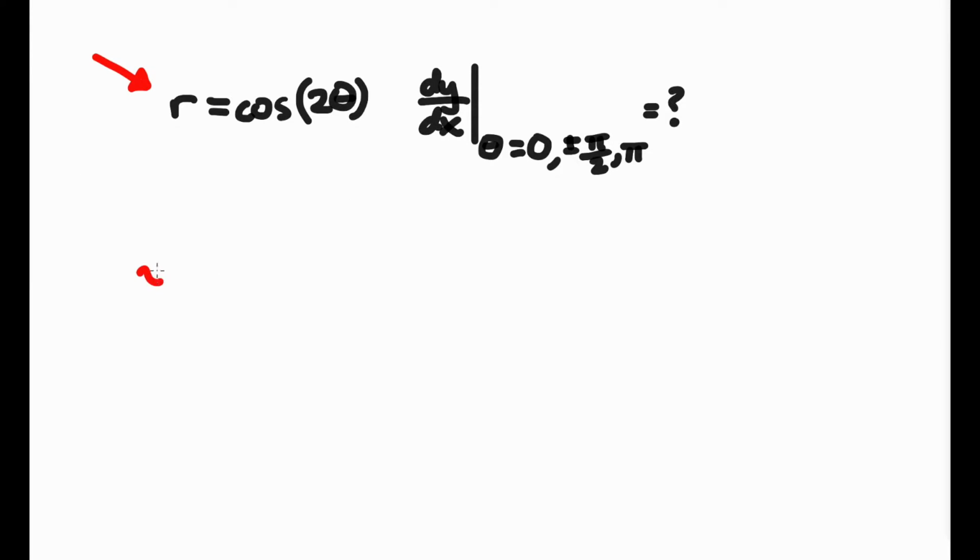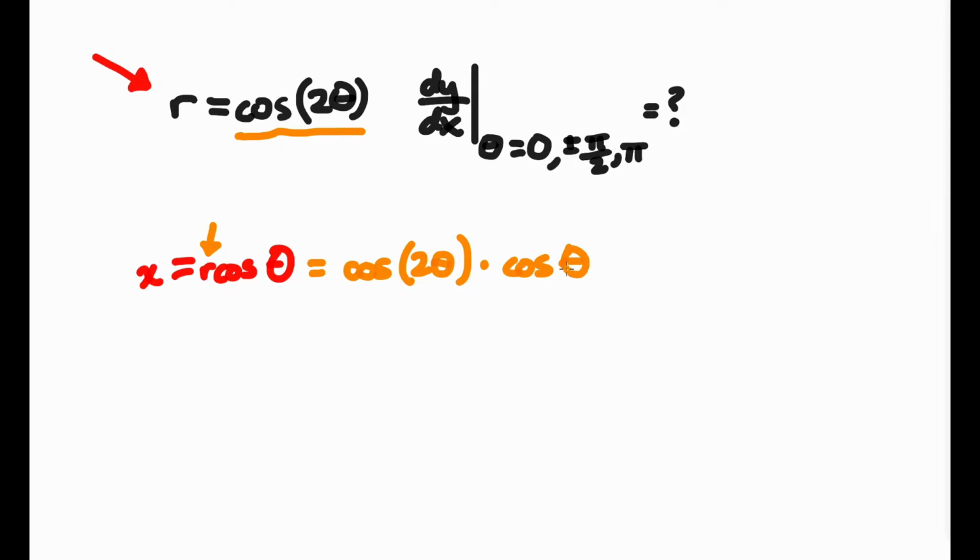Your x is equal to r cosine theta. That should be reviewed in previous math classes. And then from here, we substitute our r in. So our r is cosine 2 theta right here. So I'm just going to write cosine 2 theta times cosine theta, something like that.